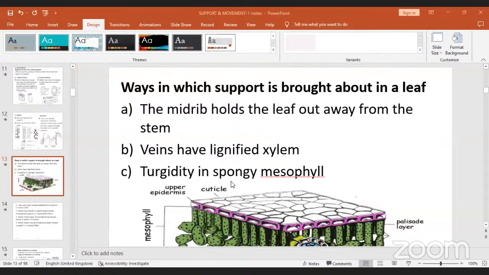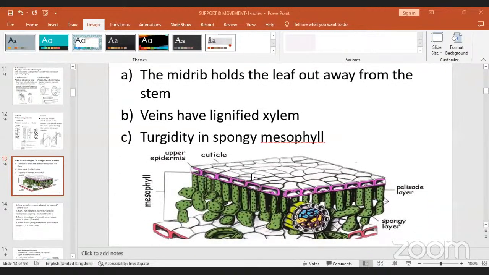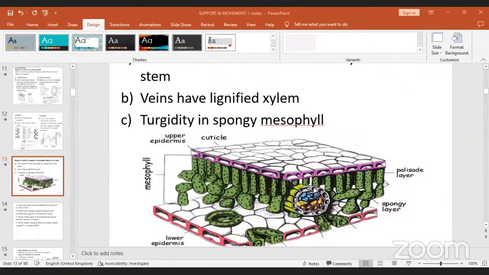We have the veins. The veins are lignified, and being that they are lignified, they offer support to the leaf, and they expose the leaf to light for photosynthesis. We have the spongy mesophyll cells, of course, in the leaf, and the spongy mesophyll cells are turgid. They are able to offer support. And when they are flaccid, the leaves will droop because of wilting. And so those are the ways in which support is brought about in a leaf. So these are the spongy mesophyll cells. These are the vascular bundles here.